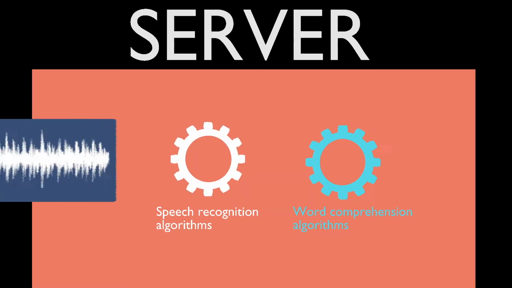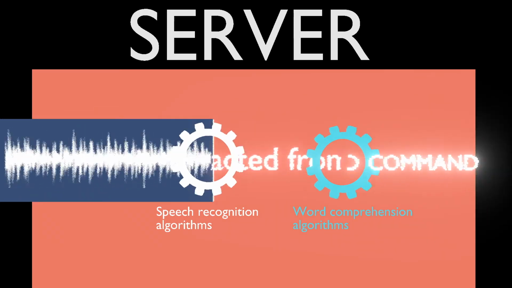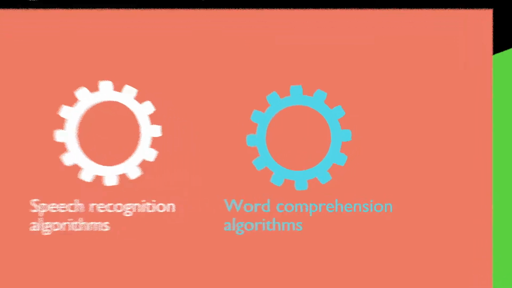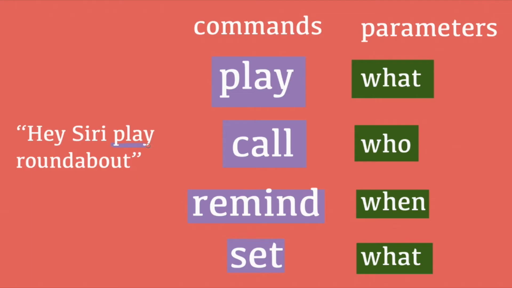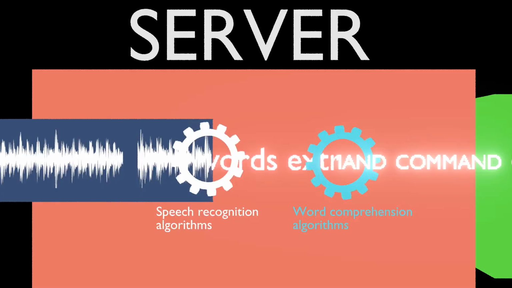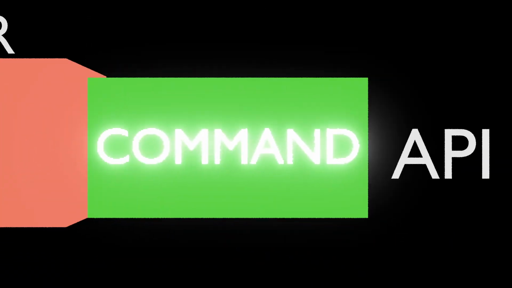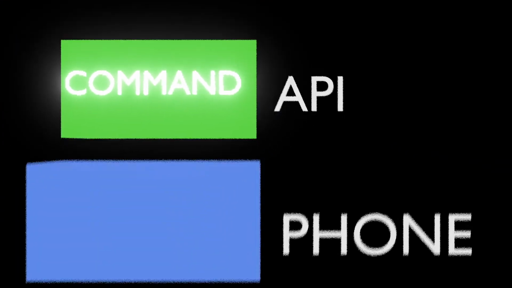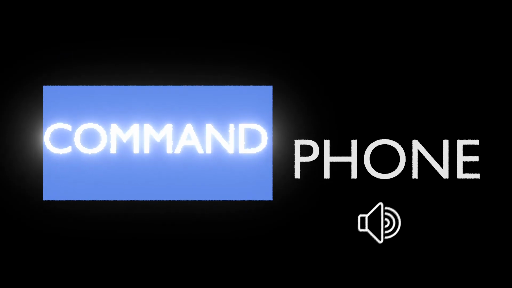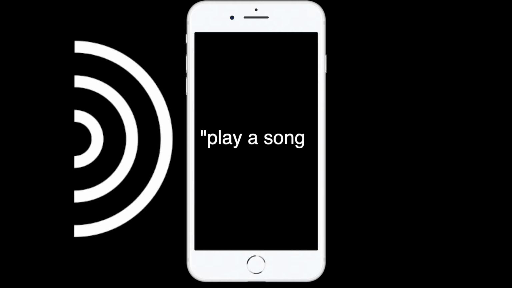Afterward, the text is further processed with the help of a word comprehension algorithm, and it gets associated with a predefined command from a list of commands. And other useful information from said text is turned into parameters for that command. The command is then returned to the phone through the API as the answer for its request, waiting to be executed. In our example, the user asks the phone to play a song.